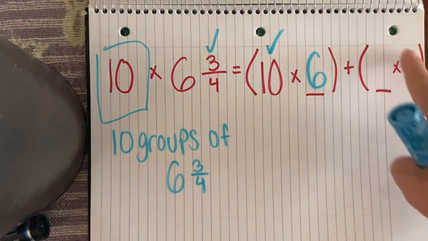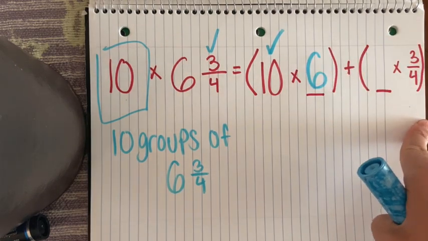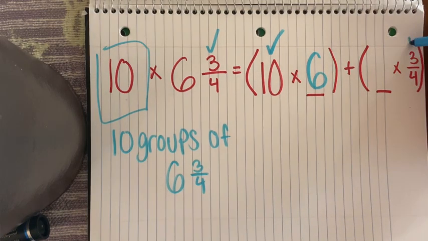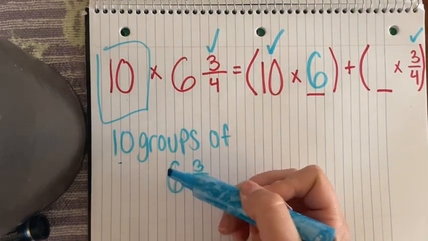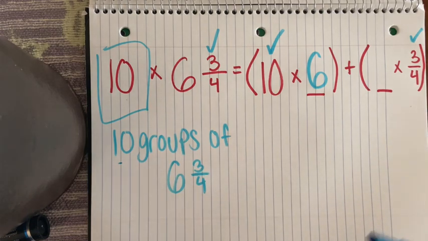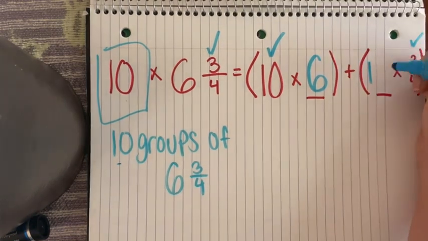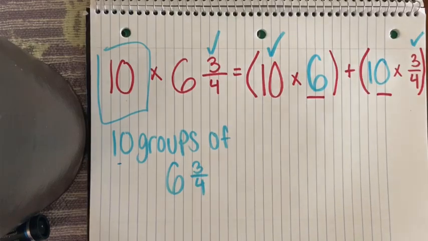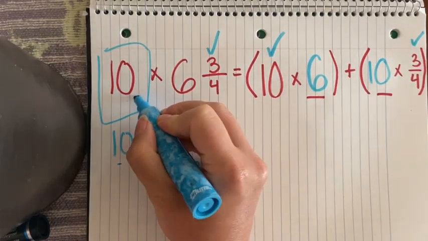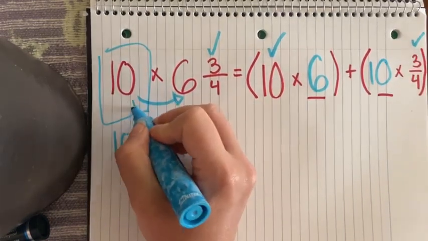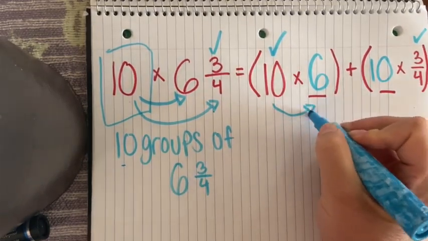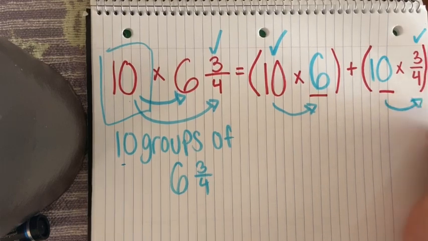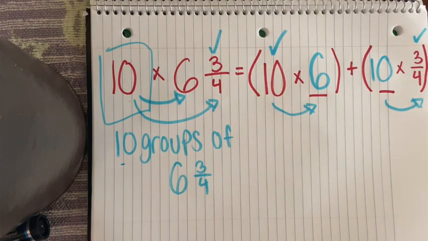Now when we go to our next bracket, we already have our fraction given to us, which is 3/4. We know that we're multiplying that with 10 groups, so we need to fill that bracket in with a 10. Now you have shown that 10 is not only being multiplied by 6, but the 10 is also being multiplied by 3/4.